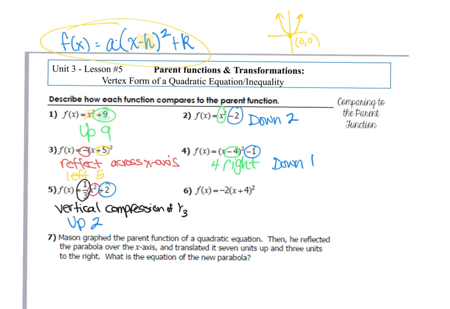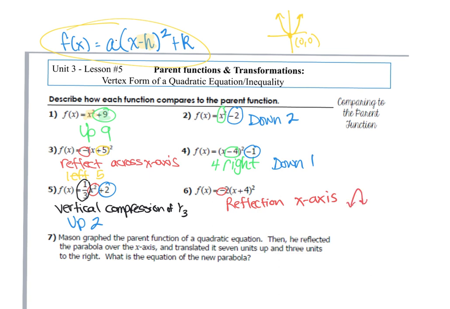Number 6, f of x equals -2, and then we have in parentheses x plus 4 squared. So let's break this apart. The negative is basically its own entity here. What does the negative sign mean? Because we look at the number separate from that. The negative means we have a reflection across the x-axis. That means we have arrows going down for our parabola.